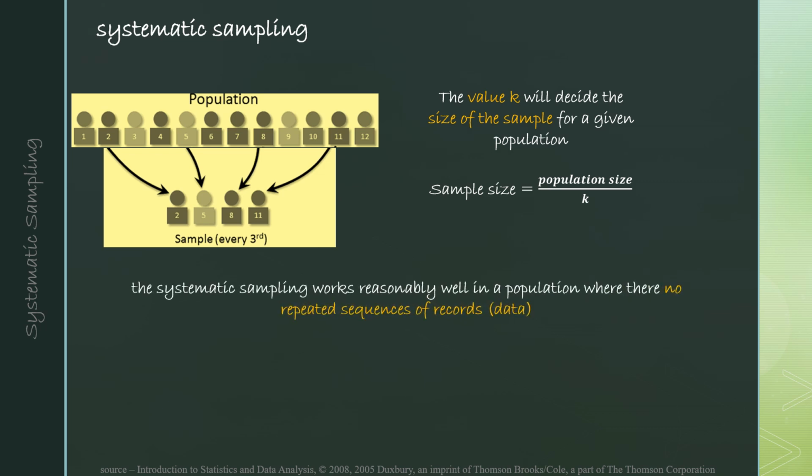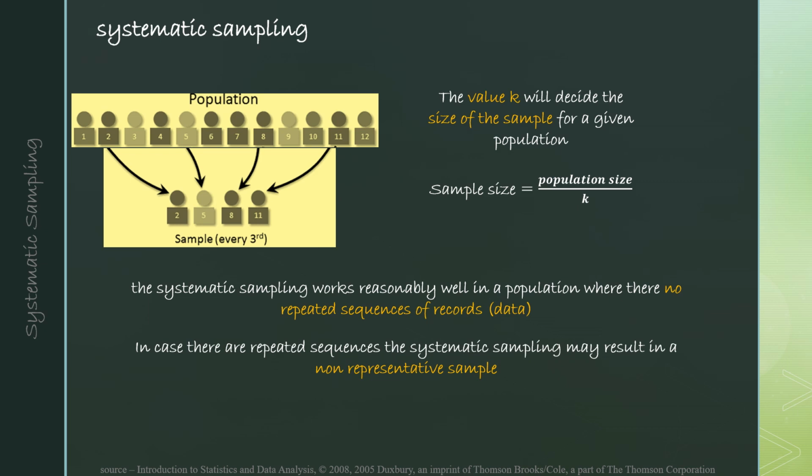Systematic sampling works reasonably well in a population where there are no repeated sequences of records or data. In case there are repeated sequences, systematic sampling may result in a non-representative sample.